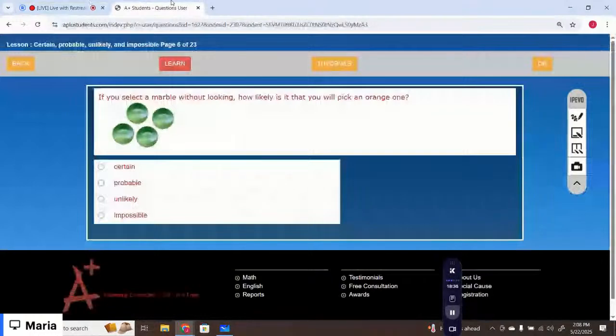How likely is it that you will pick an orange one? Impossible, right? We do not have any orange marble here, so how can we select the orange, right? So the correct option is impossible.